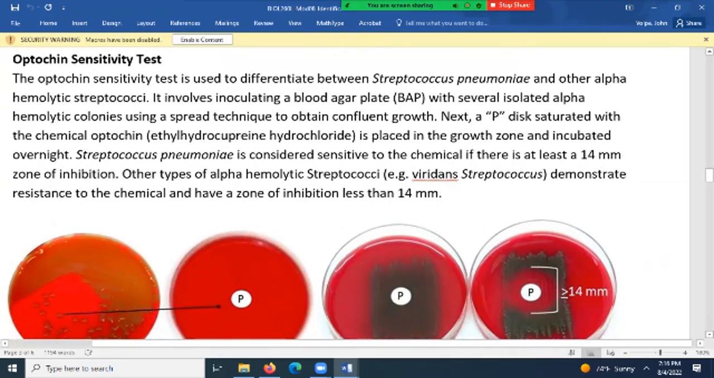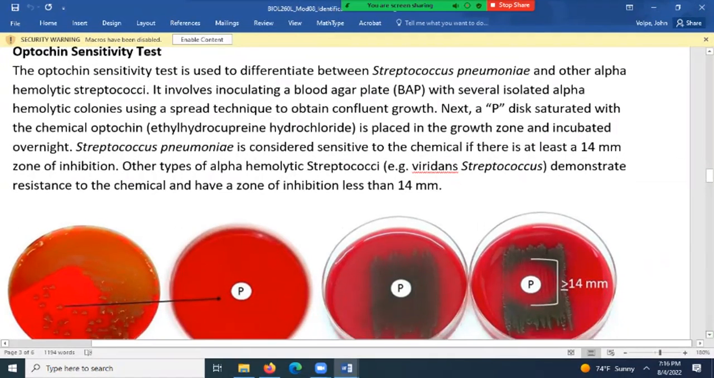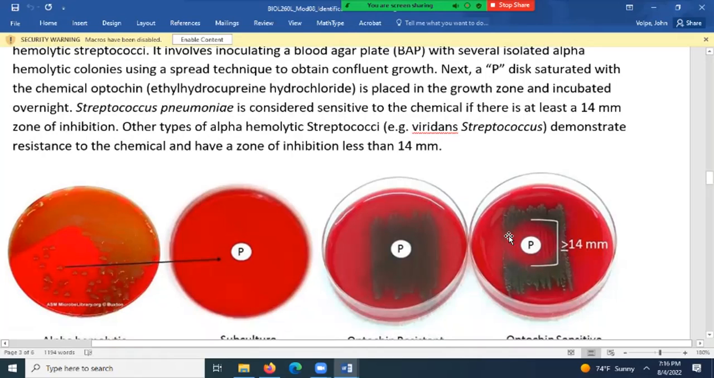All right. The next test, and I think the last test I need to talk about, is the Optochin sensitivity test. Optochin is an antibiotic, and some bacteria are sensitive to it, where you can see a zone of inhibition of 14 millimeters or greater. Other bacteria are not sensitive to Optochin, in which case you will see either no zone of inhibition or a zone of inhibition less than 14 millimeters.